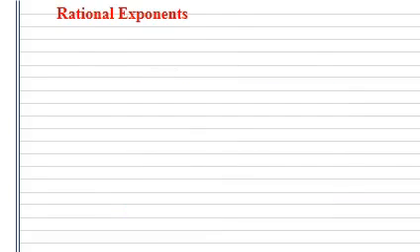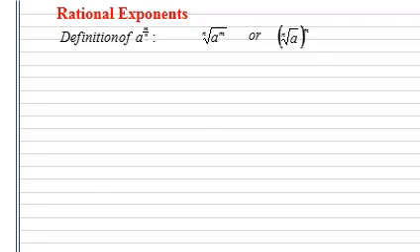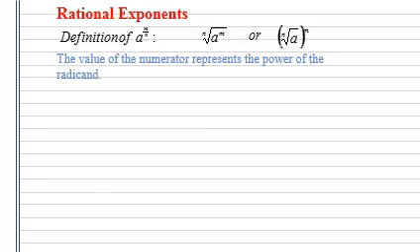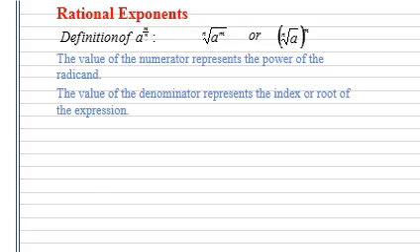Now rational exponents. The definition of a to the power m over n, as I told you, is the nth root of a to the power of m. So the denominator will always become the index. Let us take some examples.